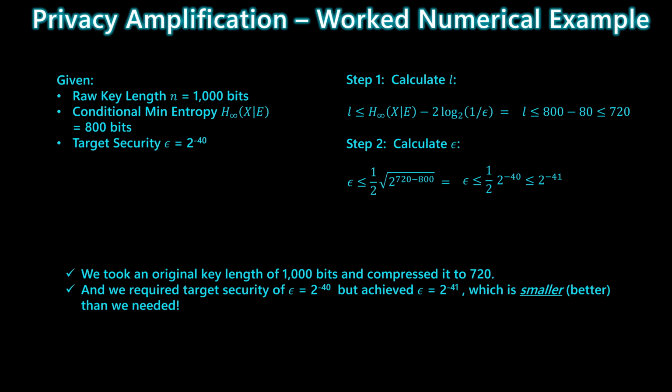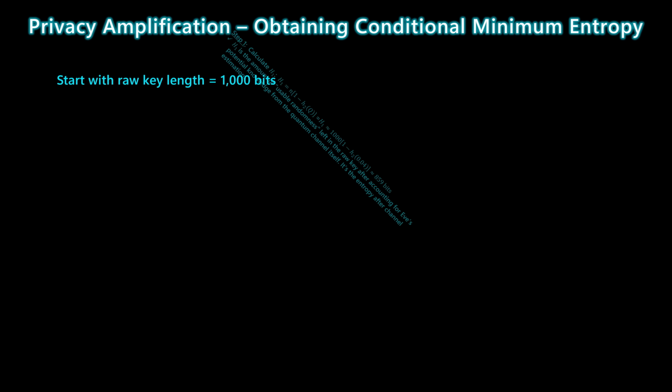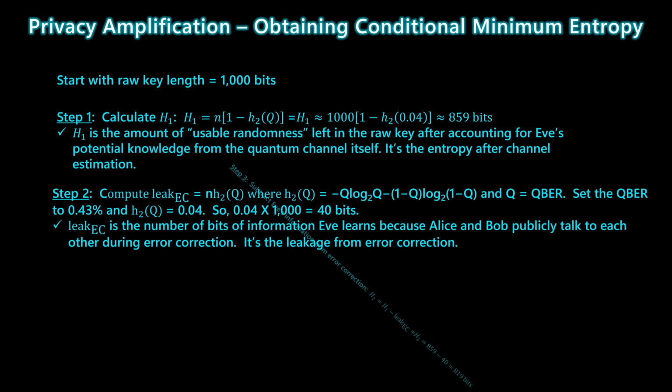Putting everything together, we started with a 1,000-bit raw key, compressed it to 720 bits, and obtained a final security level that exceeds our target. This demonstrates how privacy amplification converts a partially predictable key into a strongly secure one by mathematically eliminating Eve's residual information.